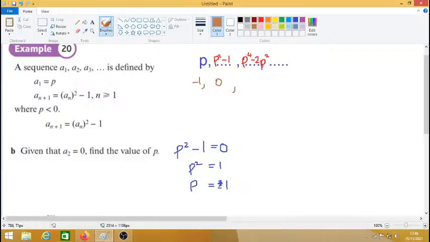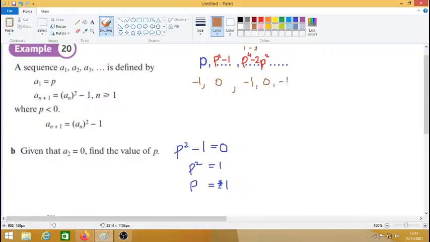Okay, so the p to the power 4 works out to be minus 1 times minus 1 times minus 1 times minus 1. That would be 1. Take away 2p squared. I've got p squared, which is 1, times 2, which is 2. So take away 2. 1 take away 2 is minus 1. So the next number along would be minus 1. So what you notice is that it's just going to become minus 1, 0, minus 1, 0, minus 1, 0.